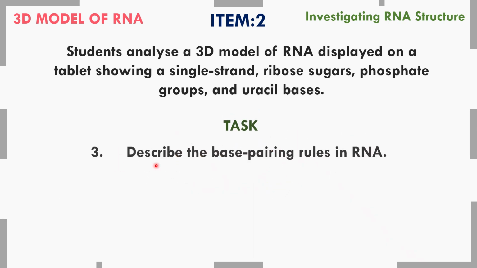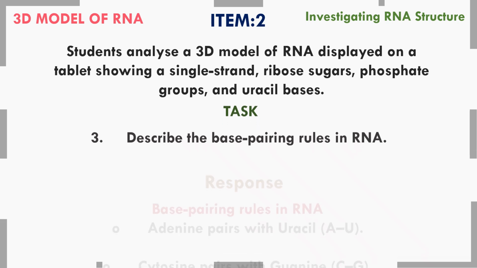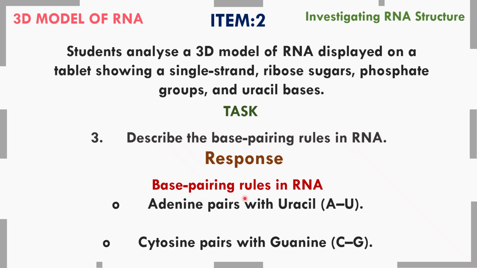Three, describe the base pairing rules in RNA. Base pairing rules in RNA. Adenine pairs with uracil. Cytosine pairs with guanine.